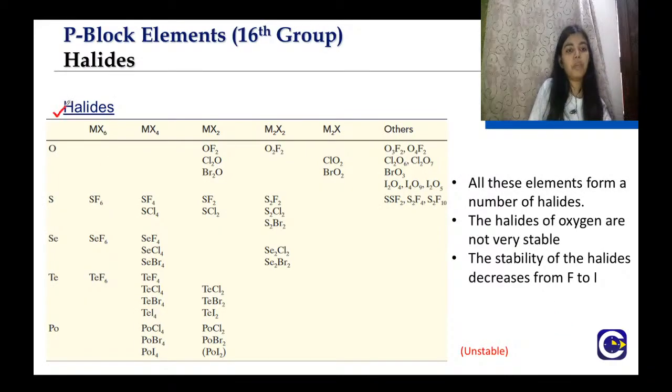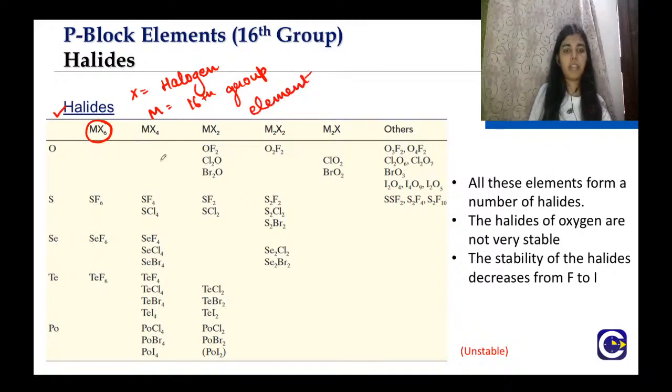Now, coming to the empirical formula of halides, the types of halides that can be formed here are MX6, where X is the halogen and M is the 16th group element. The halides formed are MX6 such as SF6, SeF6, TeF6, or MX4 such as SF4, SeCl4, SeF4, or MX2 if you consider TeCl2, TeBr2, TeI2. For polonium, PoCl2, PoBr2.